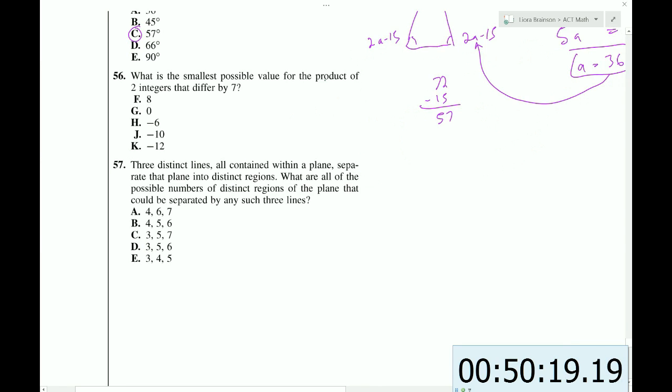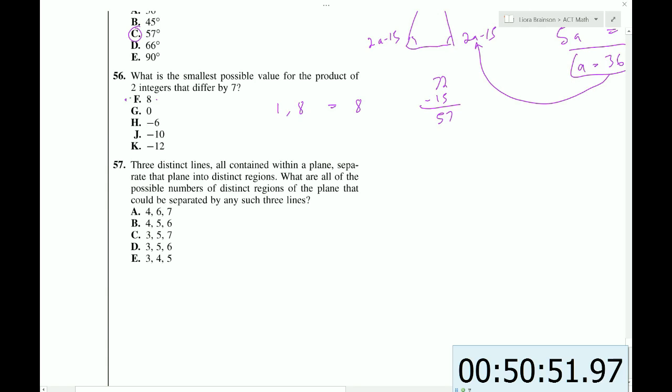What is the smallest possible value for the product of two integers that differ by 7? I know I have two integers, let's call them x and y. And I know that they differ by 7, so x minus y equals 7. You can start doing systems of equations, but perhaps the better option would be to use the concept of plugging in numbers. Let's think of two numbers that differ by 7. 1 and 8, maybe? Their product would be 8. So I found a way to get 8.